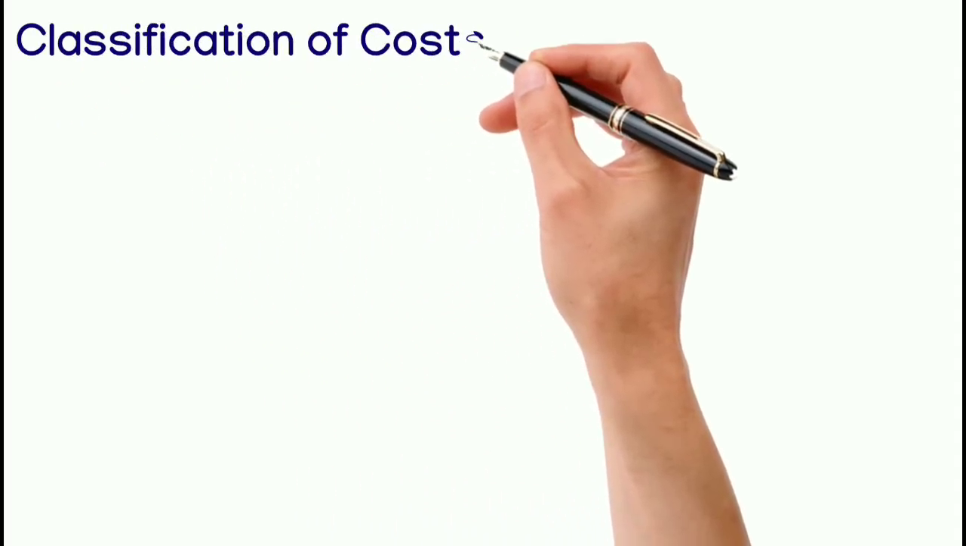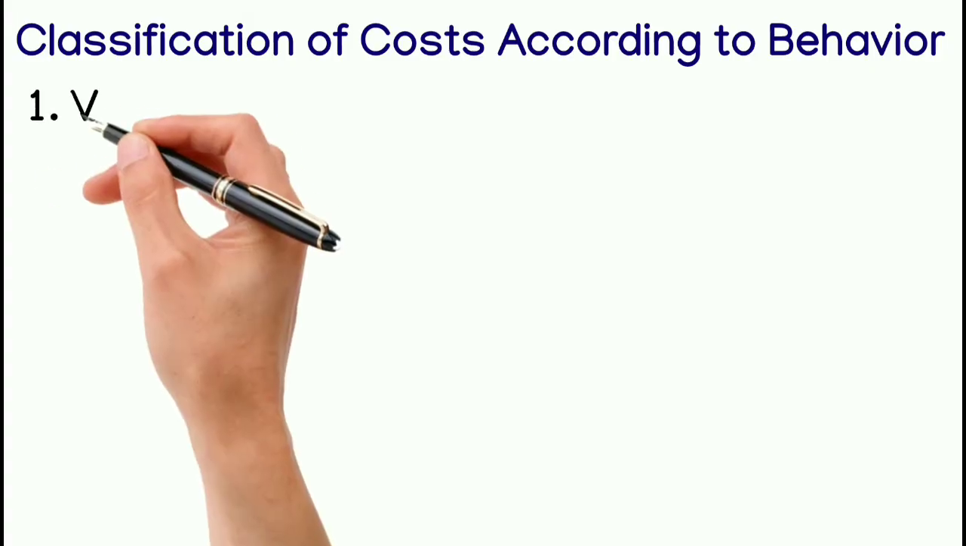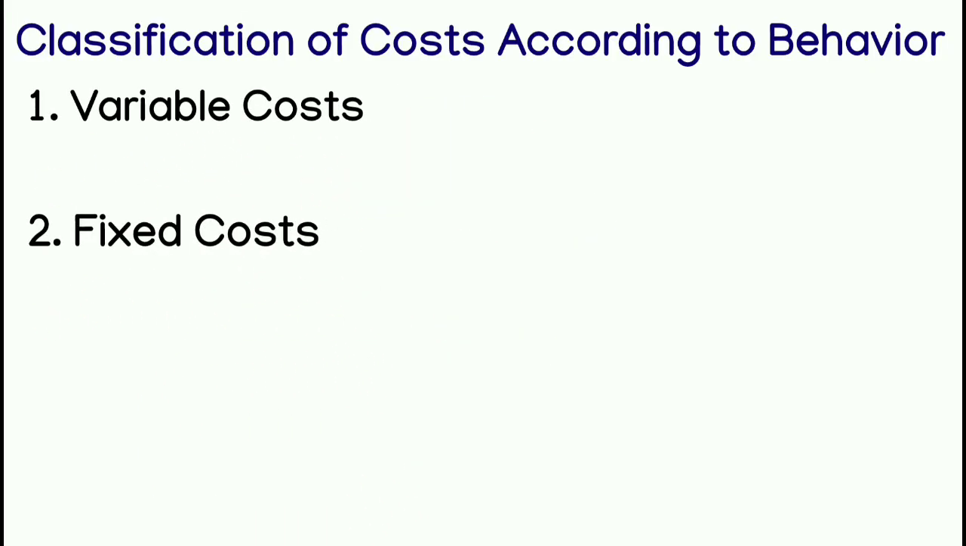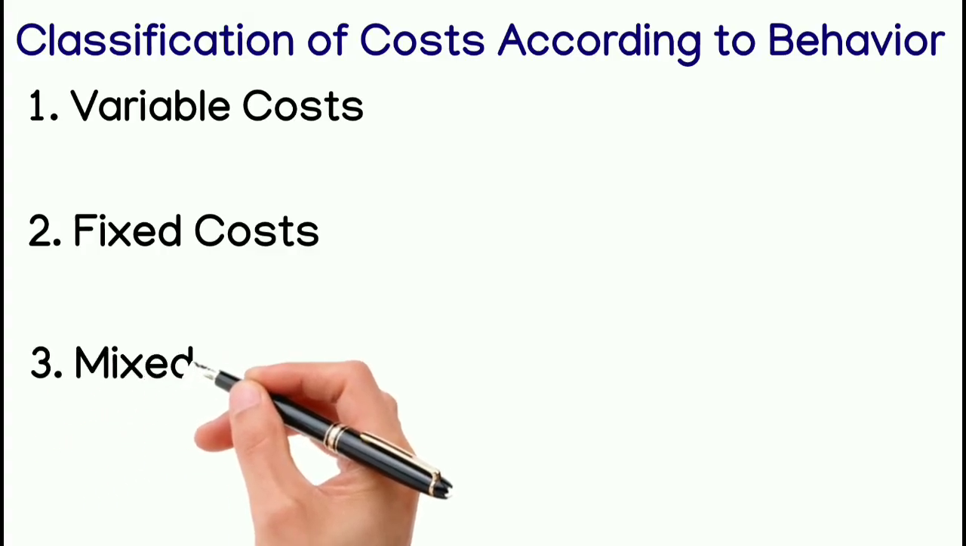I-review muna natin yung classification of cost according to behavior, because this classification of cost according to behavior is very important in our topic for today. Under this classification, we have three. First is variable cost, second is fixed cost, and third is mixed cost.